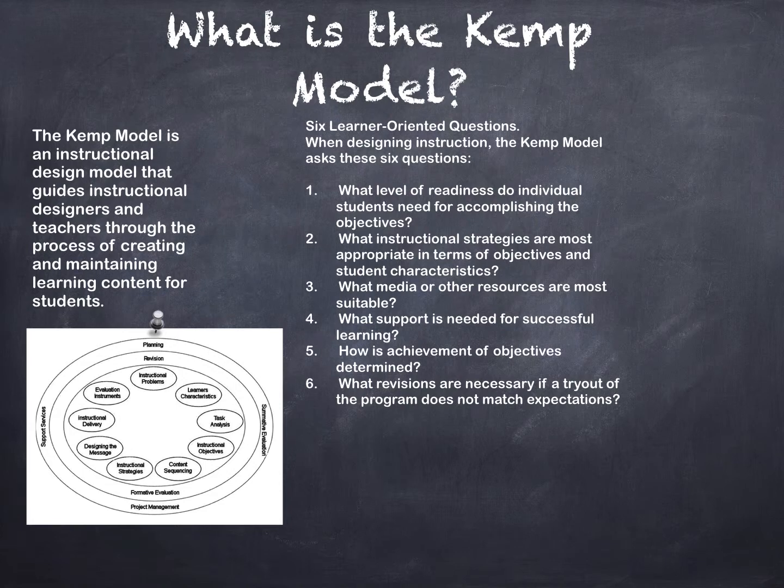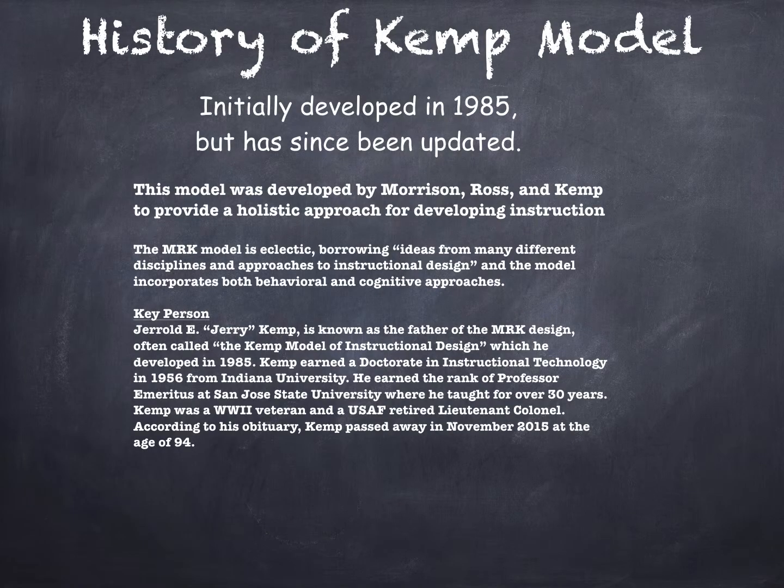Pictured here are the 9 elements of the model. They are interdependent, which means they don't have to be in any particular order for the learning system to be designed. It is a continuous cycle with revisions ongoing throughout the development of the lesson. It is learner-centered. You can see the learner questions listed there as well.